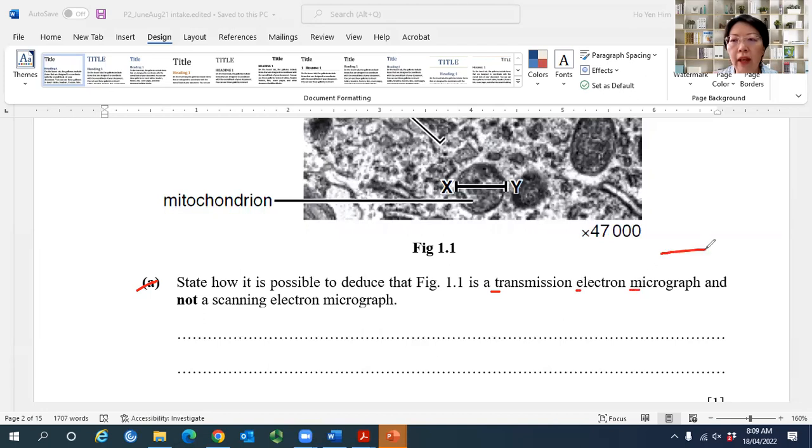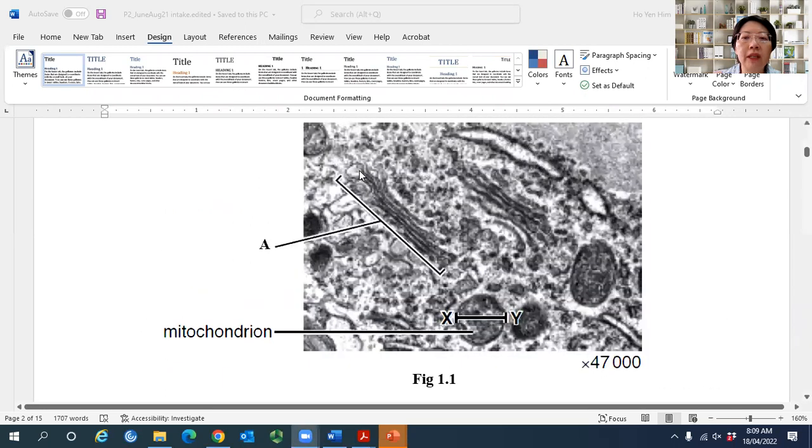Transmission means the electrons will pass through the specimen and then hit the screen. So it is a transmission electron micrograph and not a scanning electron micrograph. SEM, scanning, means you only look at the surface of the structure. It's like a photostat machine, you look at the surface. So they ask you, how do you know that this figure is taken from TEM rather than SEM?